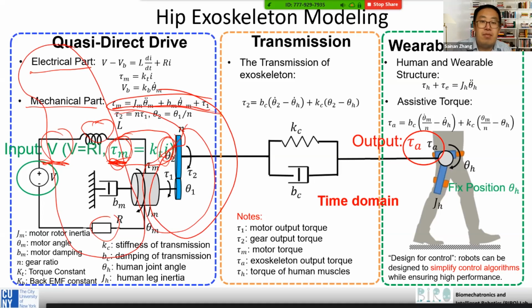A few lectures ago, a student asked me why, in this case, the transmission is represented like this, but in reality it also has a damping term. Normally you probably only see the K term, but in reality there is also a damping term.